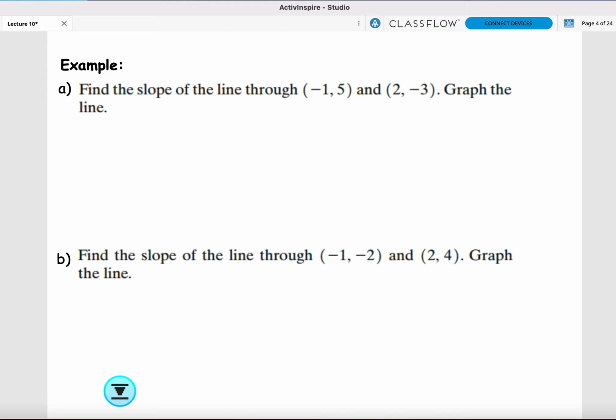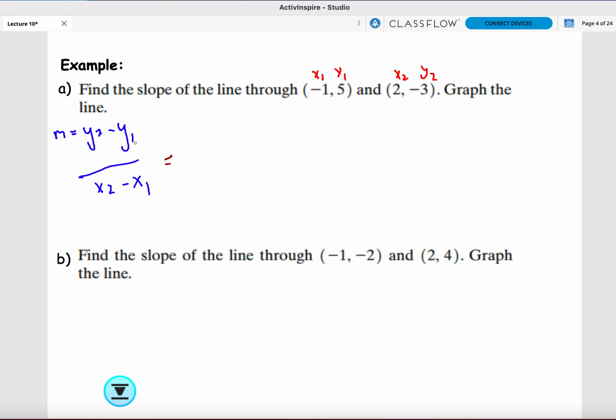So look at A. Find the slope of the line through (-1, 5) and (2, -3). Graph the line. First we're going to start with finding the slope. So remember, the formula for slope is m equals (y2 minus y1) over (x2 minus x1). So I'm going to label my points, guys. This is going to be x1, y1, x2, y2. So we're going to plug that into the formula.